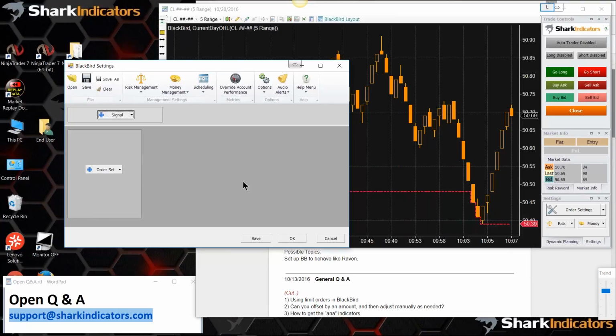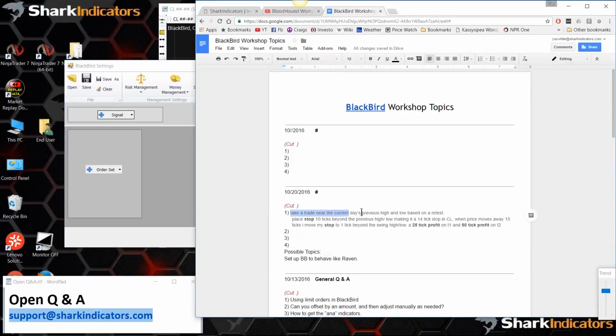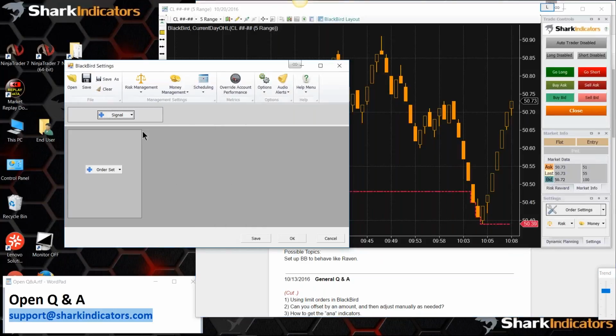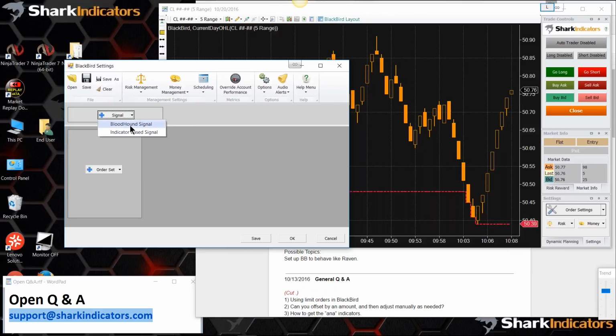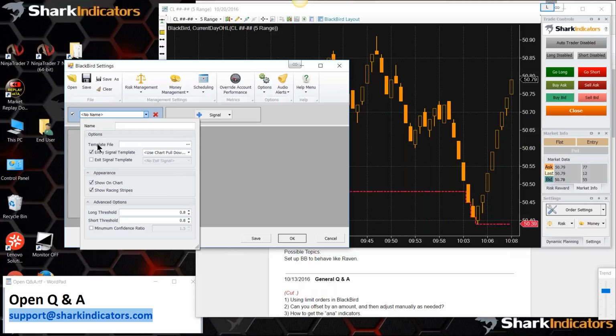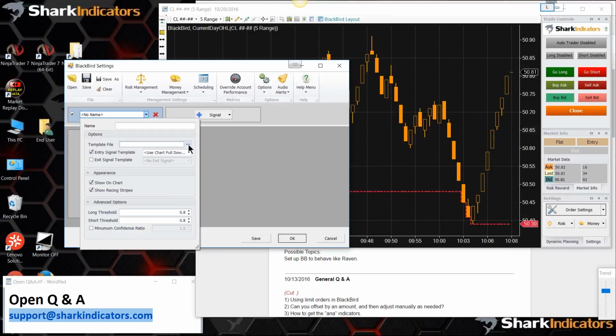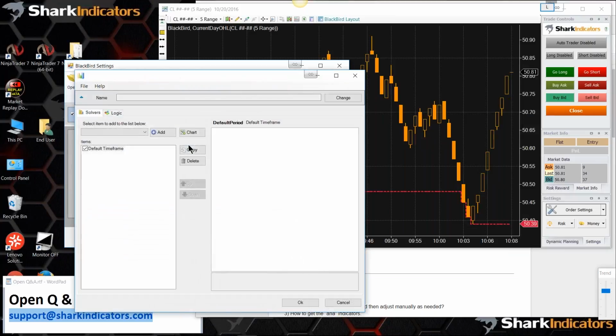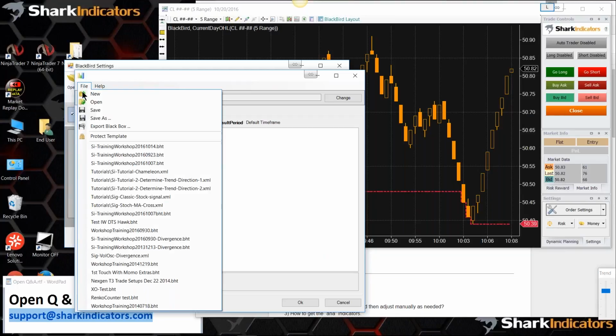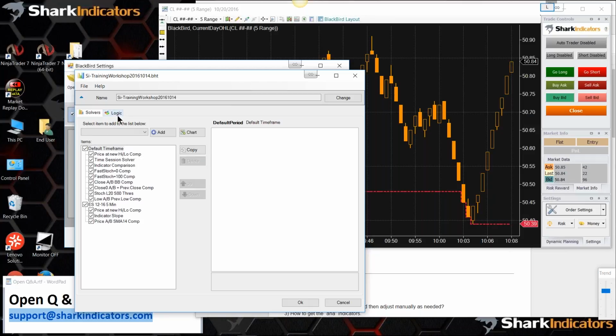So, going back to our question here, we need to load up this bloodhound signal to at least get signals. So let's go to our signal, and we're going to use a bloodhound signal for this example. Now let's go load our bloodhound file. Let's see, it should be last week's, I believe.